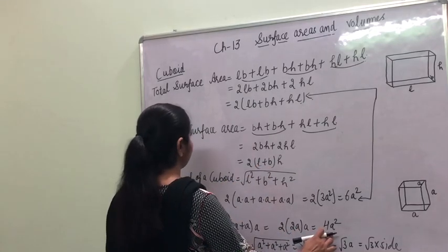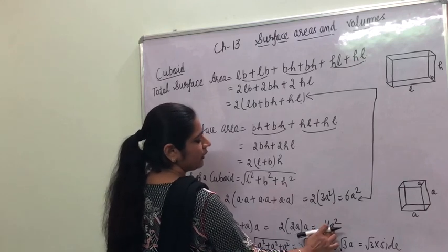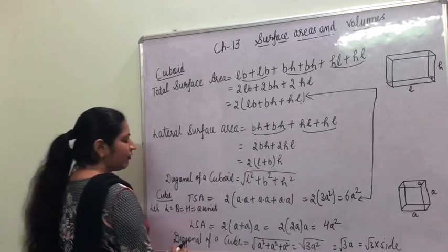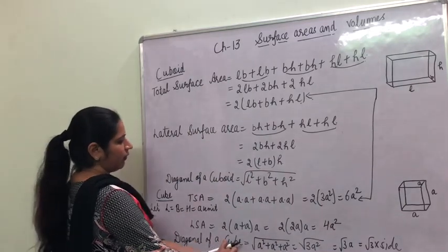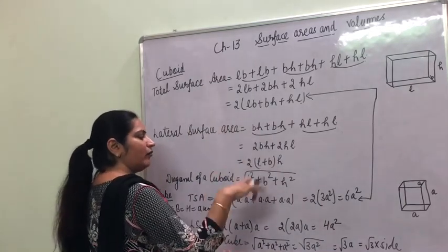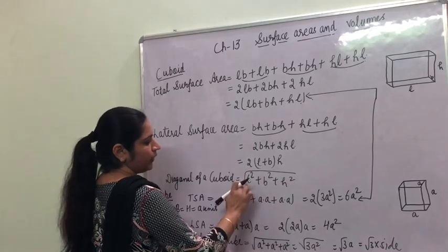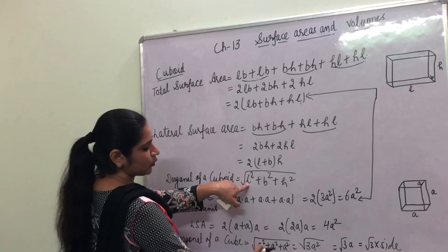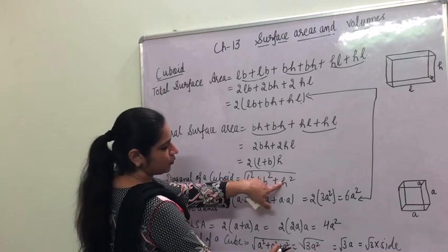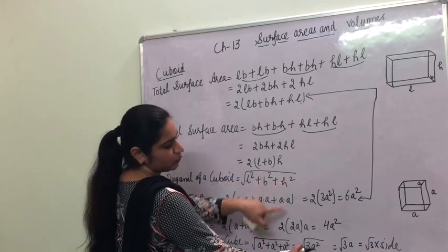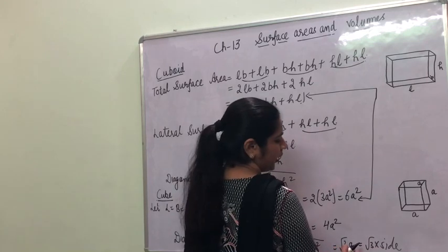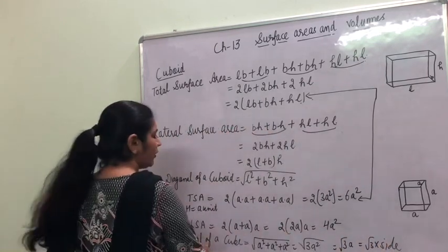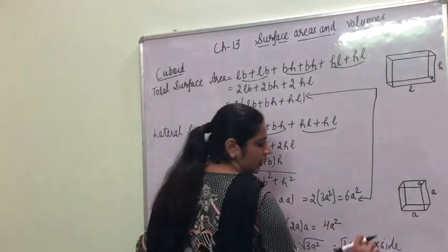So the lateral surface area of a cube is 4 into side square. Side here we have taken as a unit. Now we are finding the diagonal of a cube. With the help of a cuboid, again we are deriving the formula for a cube. Root of l square plus b square plus h square, which is equal to a square plus a square plus a square, which is equal to root 3 a square, which is equal to root 3 into a. a is the side of the cube. Diagonal of a cube is root 3 into side.